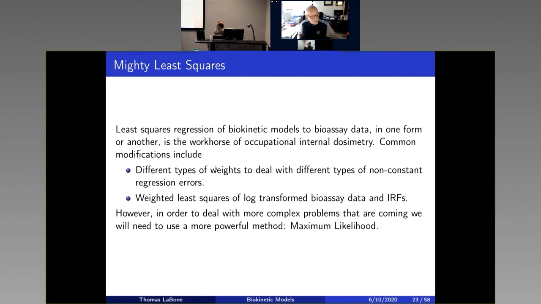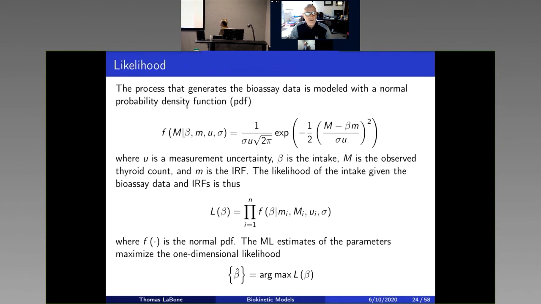We're going to be working on some methods, though, where you need something more powerful in order to deal with it. And so we're going to talk about maximum likelihood. Basically what we're looking at here is the process that generates the bioassay data. You're going to model it with a normal probability density function. So this should be a pretty close representation of what a normal probability density function looks like. And what it's saying is that the observed data, given the intake, the ERFs, the uncertainties, and that proportionality constant, is equal to basically the normal curve evaluated at those parameters.